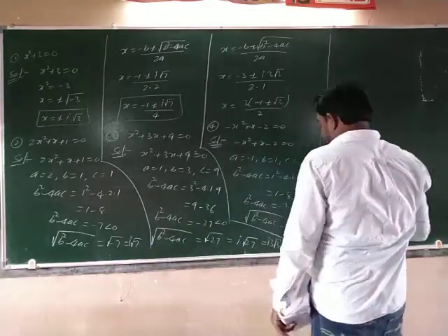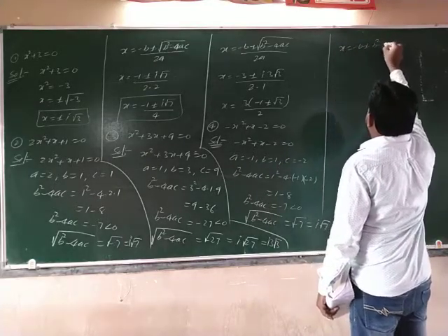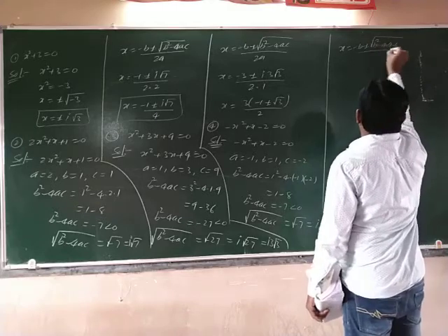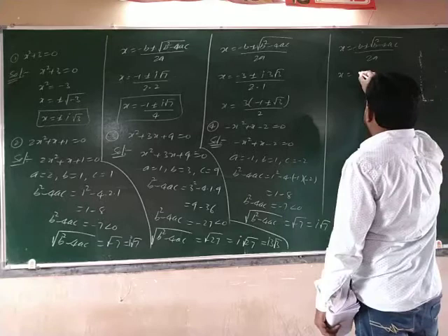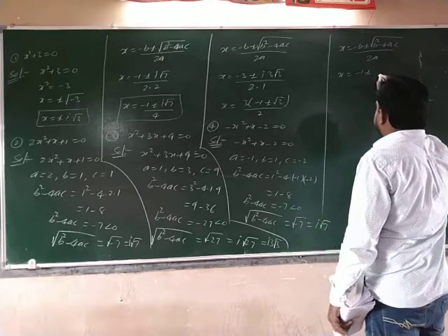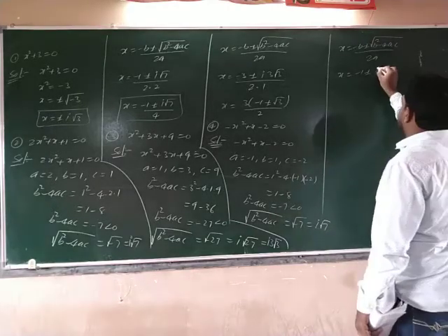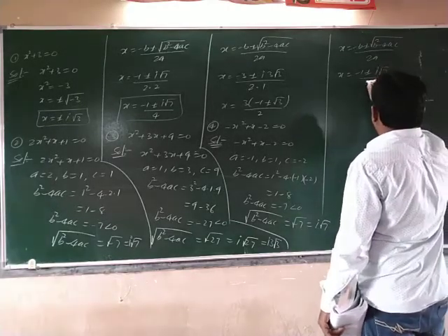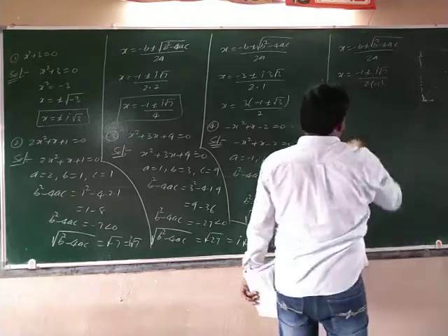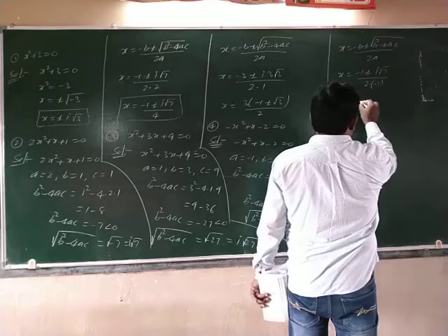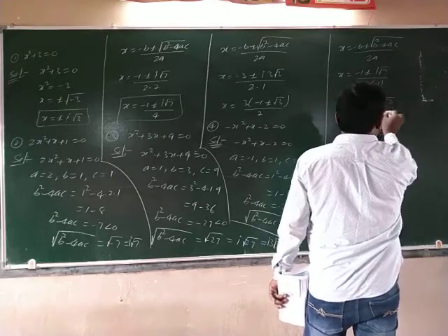So x is equal to what? Minus b plus or minus square root of b square minus 4ac under root by 2a. B is equal to 1, so minus 1 plus or minus, the square root value is I root 7, by 2a. 2 into a value is minus 2. So this is equal to minus 1 plus or minus I root 7 by minus 2.